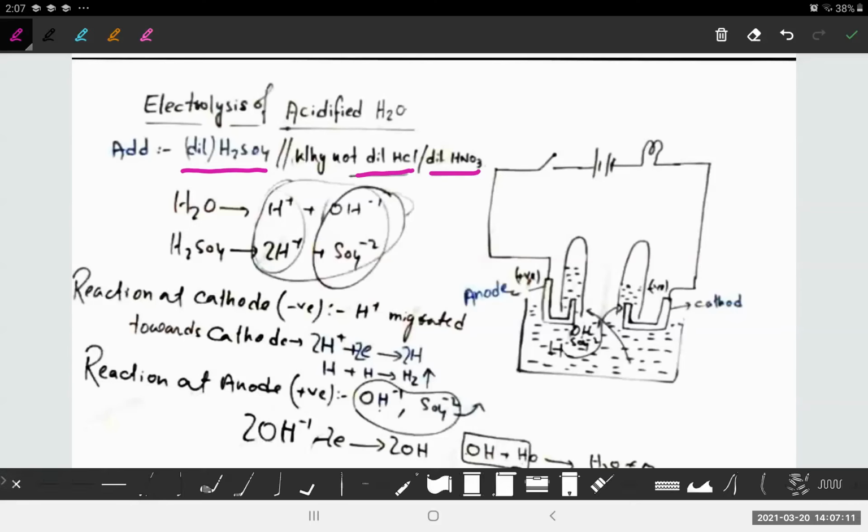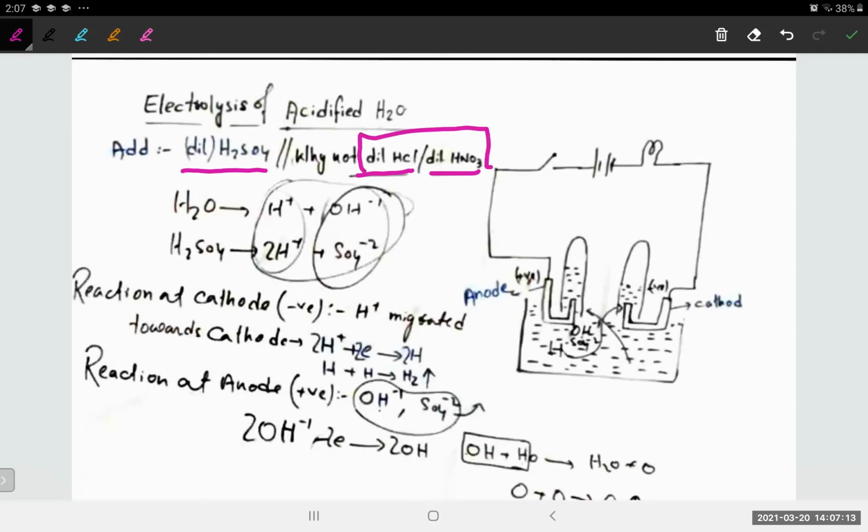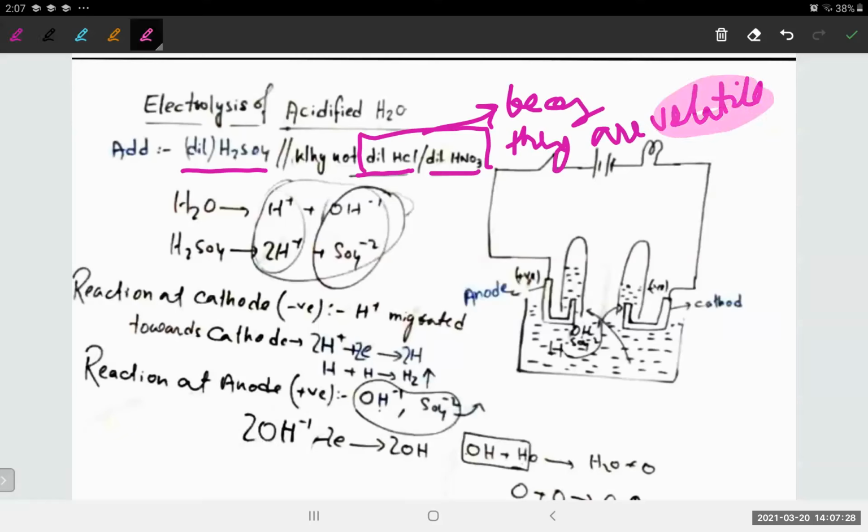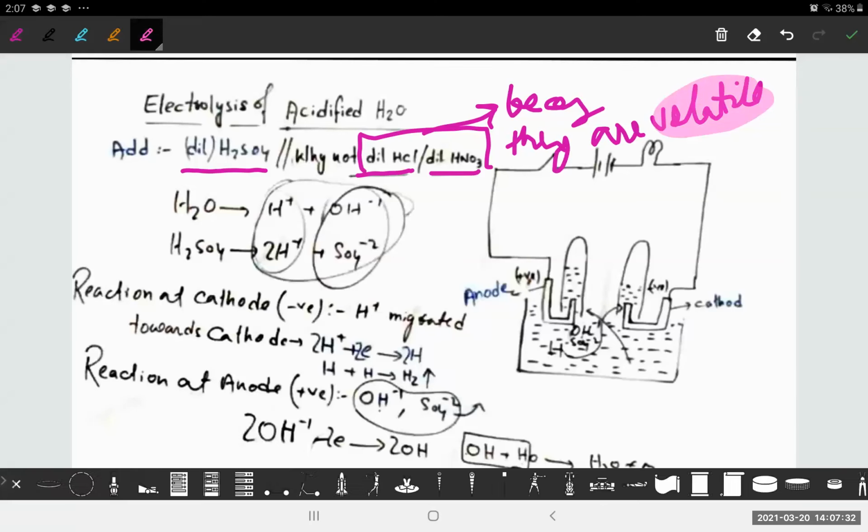We'll add dilute H2SO4 inside the water. We will not add HCl or HNO3, that is hydrochloric acid or nitric acid, in dilute form. Why will we not add them? Because they are volatile. That's your full and final answer. They want to move out of this water, and they will end up reacting with water. That's not good.